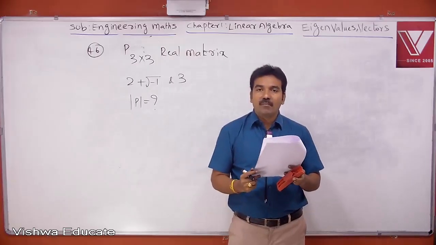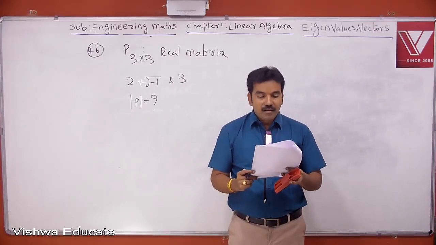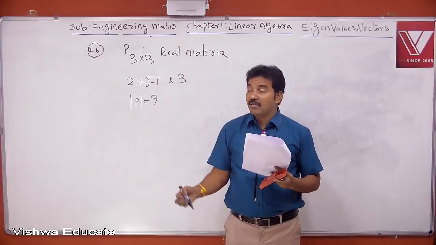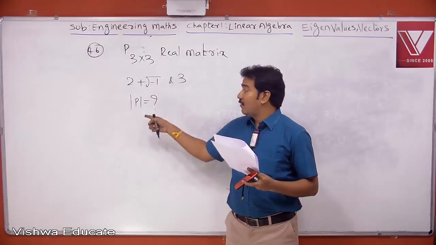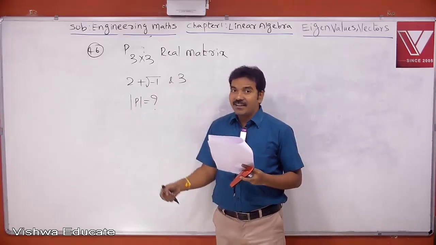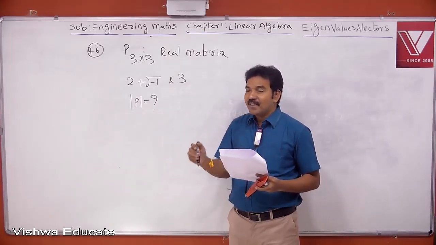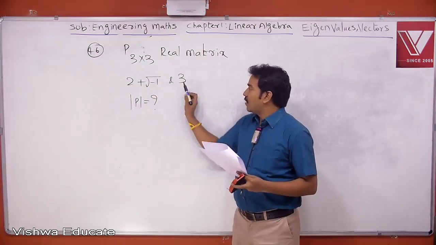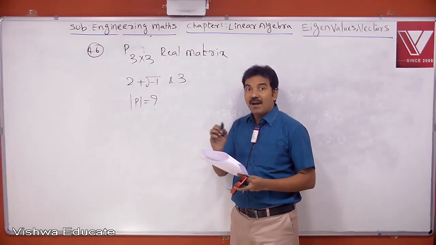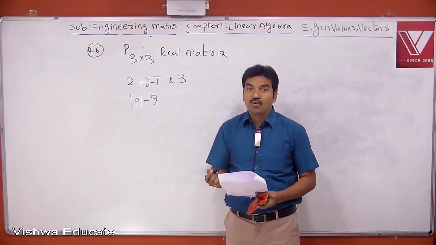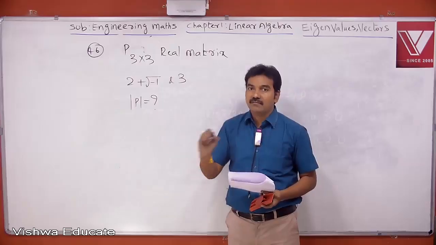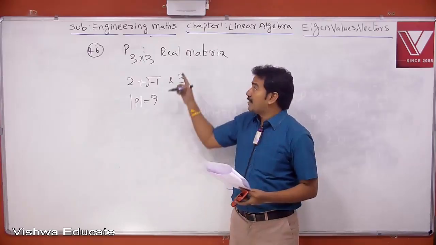When something is a real matrix, then if a complex number is an eigenvalue, its conjugate also becomes an eigenvalue. But only two eigenvalues are given. If the whole matrix were given, with this being lambda 1 and this lambda 2, you could easily get lambda 3 by using the trace: lambda 1 plus lambda 2 plus lambda 3 equals the trace. But the matrix is not given.